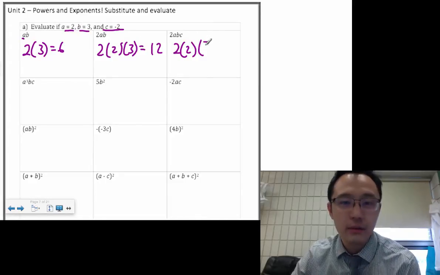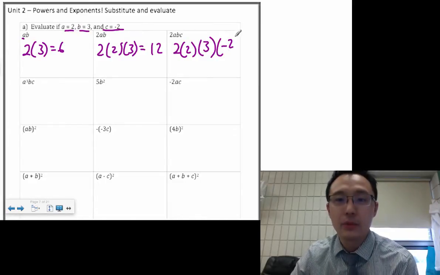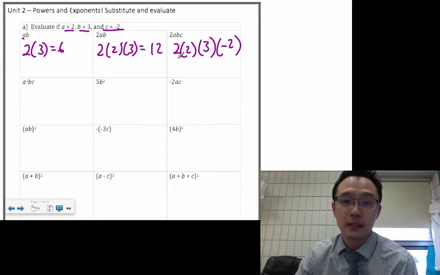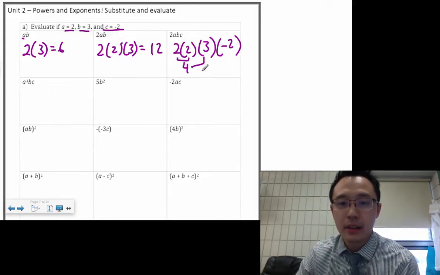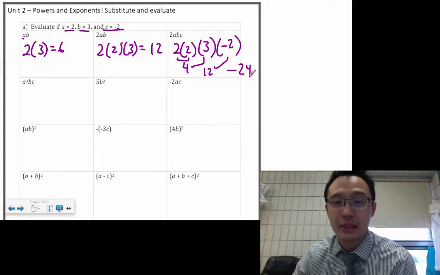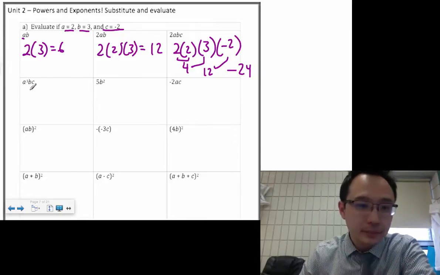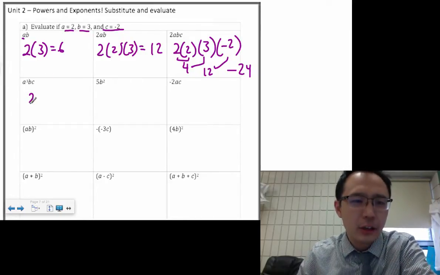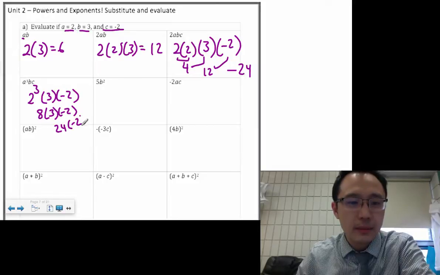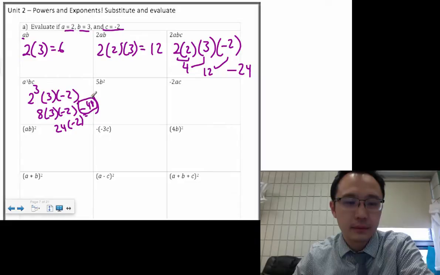B is 3. What's C? Negative 2. All multiplying. 2 times 2 is 4, times 3 is 12, times negative 2, negative 24. Okay, that's your answer. This one, now you have a cube. That means 2 cubed times 3 times negative 2. This is 8 times 3 times negative 2. 24 times negative 2, what's the sign? Negative 48. That's my answer.